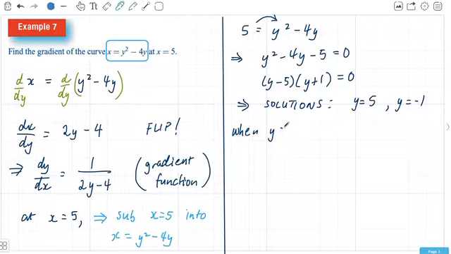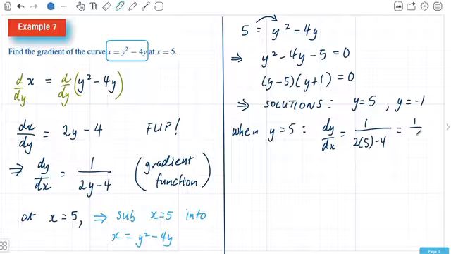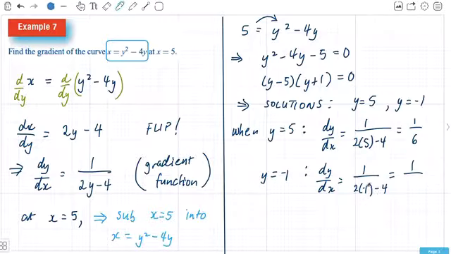When y equals 5, our gradient function dy/dx equals 1 over 2 times 5 minus 4, which is 1 over 10 minus 4, which is 1 over 6. And that's positive. When y equals negative 1, your gradient function is 1 over 2 times negative 1, minus 4. This is 1 over negative 2 minus 4, which is negative 1/6. Now the thing you notice here is that both of these gradients are happening at the same x value, at x equals 5.